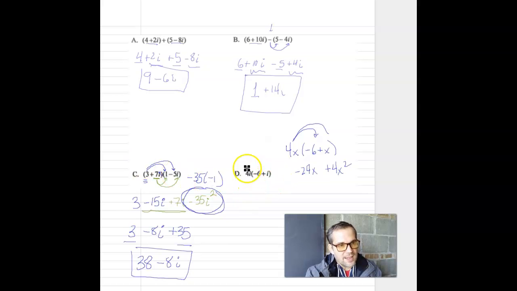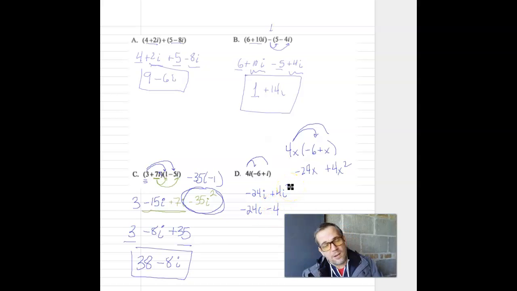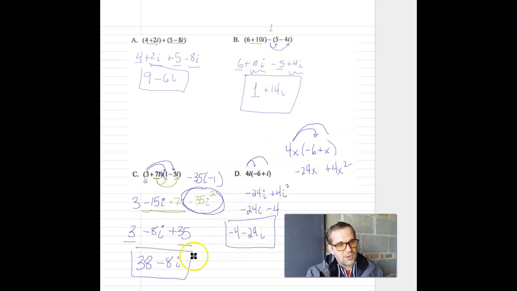So 4i times negative 6 is negative 24i. 4i times i is positive 4i squared. But then it's like, oh, i squared, I can't leave that way. That's not okay. i squared is negative 1, so positive 4i squared becomes negative 4. So I get negative 24i and a minus 4. Now, technically, you're supposed to write the real part of your answer first. So negative 4 minus 24i is my final answer on that.